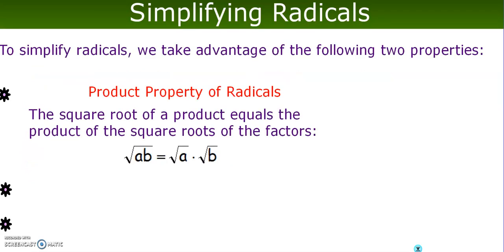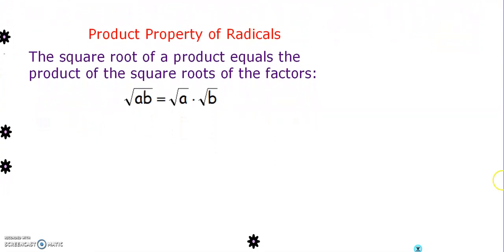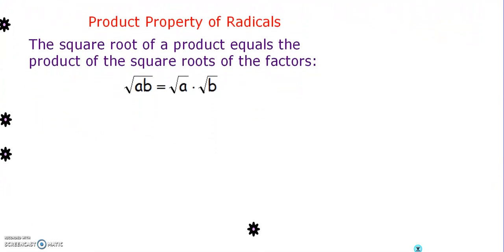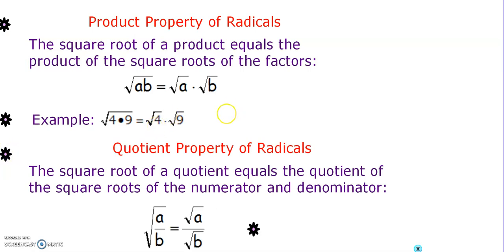The first thing we're going to take a look at is the product property of radicals. It says the square root of a product equals the product of the square roots of the factors. So if I have the square root of AB, I can break it up into the square root of A times the square root of B. For example, if I have the square root of 4 times 9, I can break that up into the square root of 4 times the square root of 9. And then I can take that further. The square root of 4 is 2, and the square root of 9 is 3. So that value is actually 6. And if you take a look at 4 times 9, that is 36.